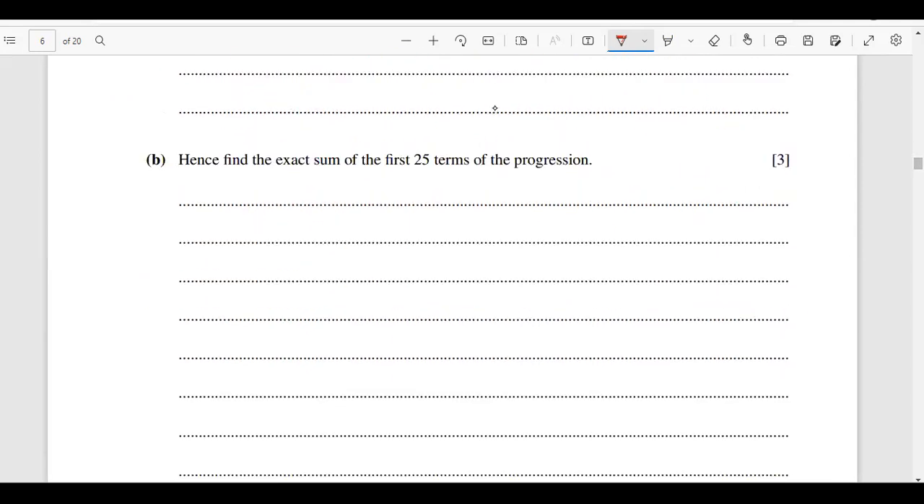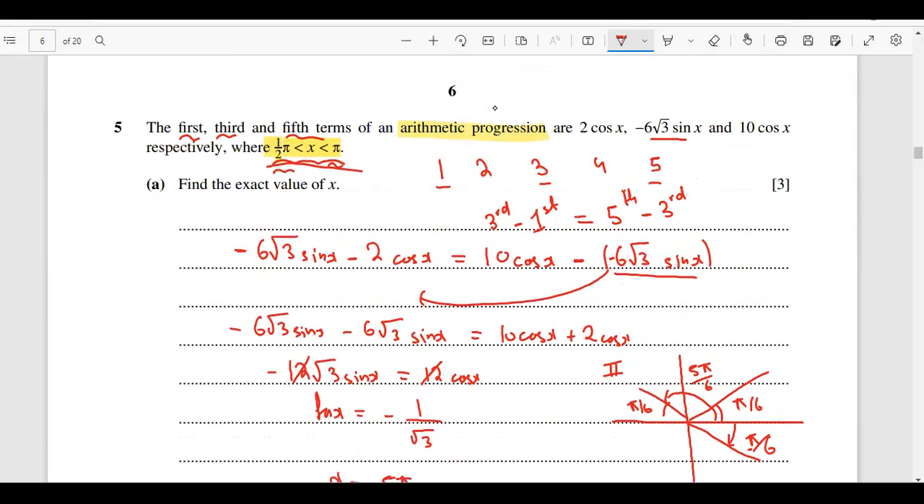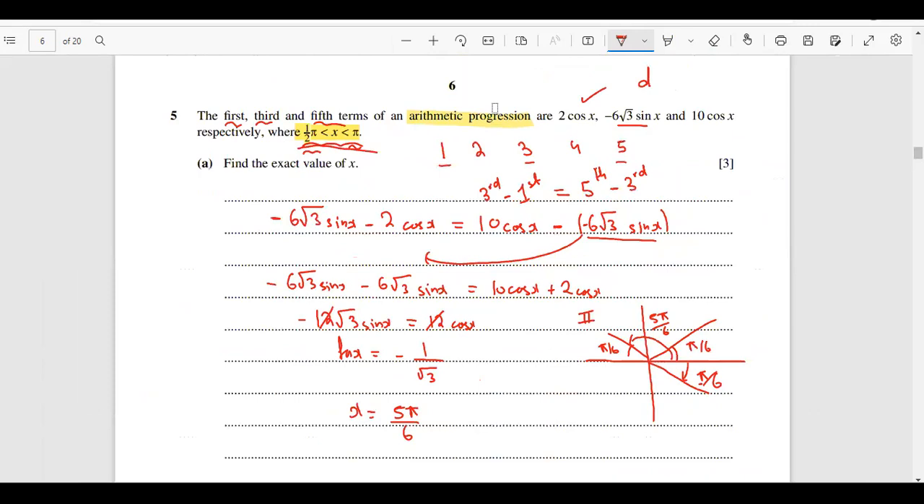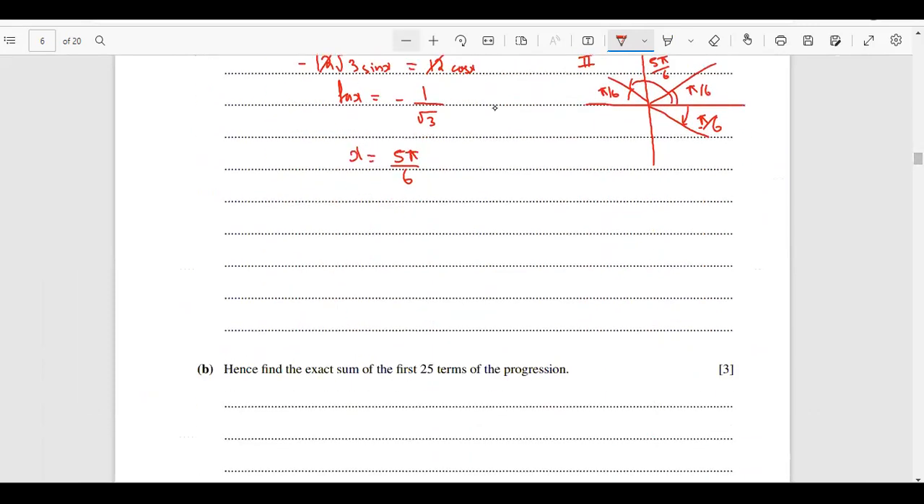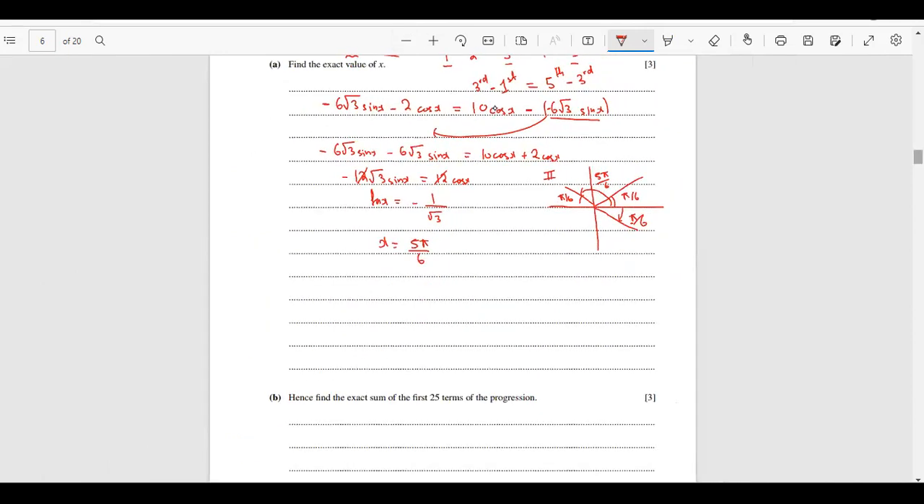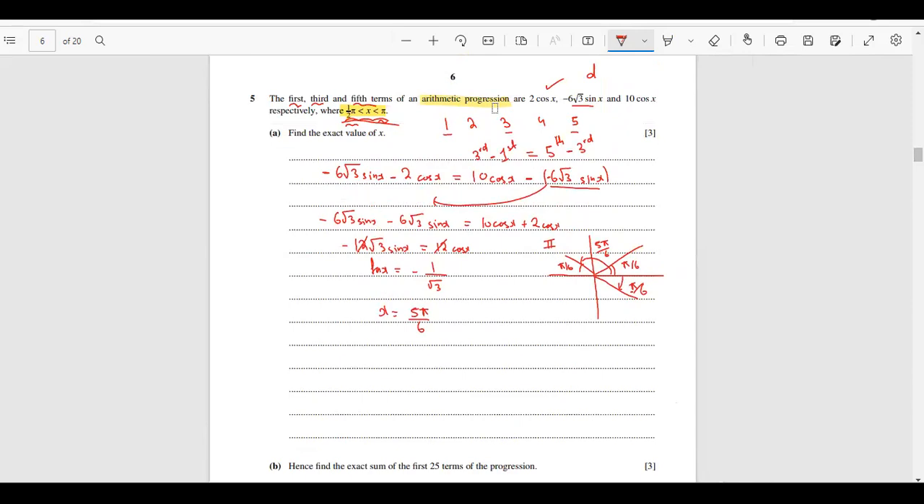Hence, find the exact sum of the first 25 terms of the progression. Okay. Now you have the value of x. You can plug in the value of x, and then you would have first and third terms. You can find the difference, and then you would be having the first term and the common difference, so you can find the sum of the first 25 terms. So please try doing it. I'll just zoom out completely just so you can see everything, and please try doing it quickly. You just have 2 minutes for this.